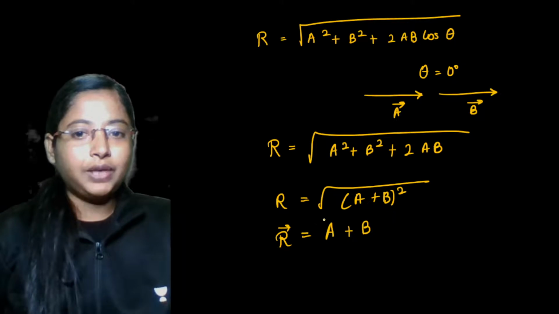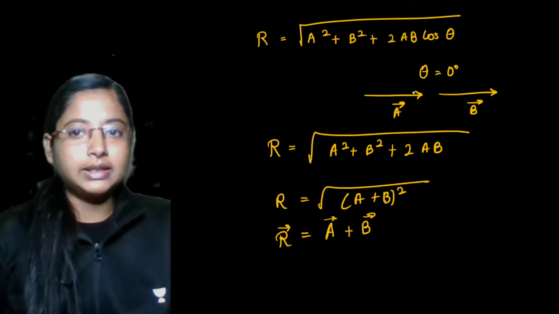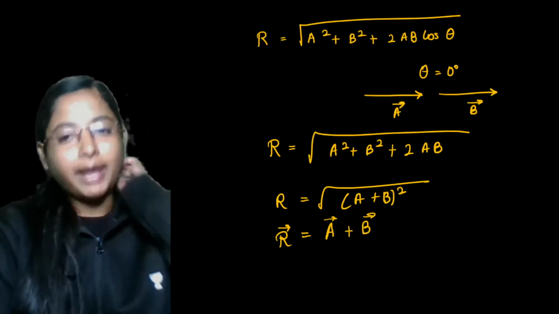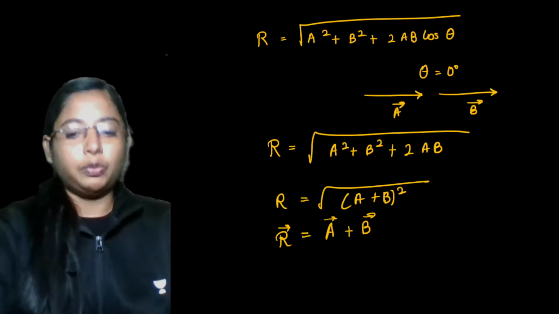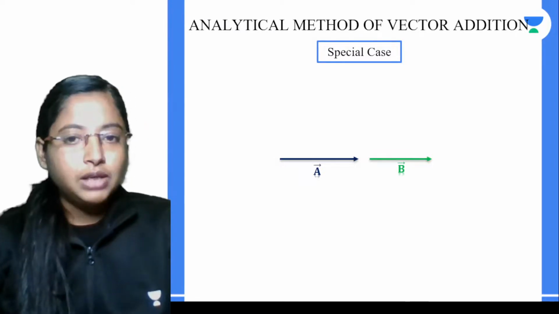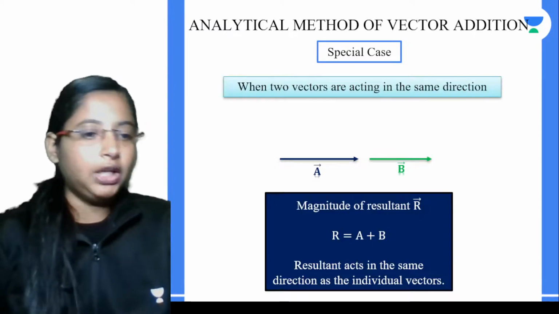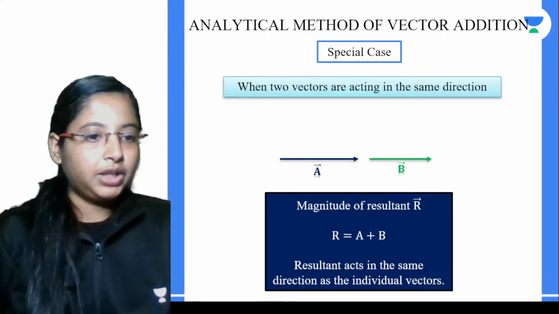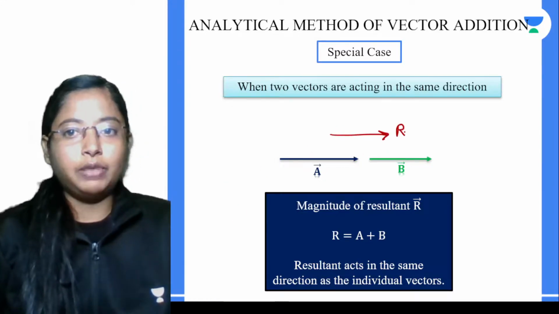So if you have two vectors going in the same direction, two parallel vectors, then the final vector you will get is the sum of these two vectors. Obviously, what will be the direction of the vector? That will be in the direction of the individual vectors. What is the direction of both the individual vectors? The final vector will be in the same direction.